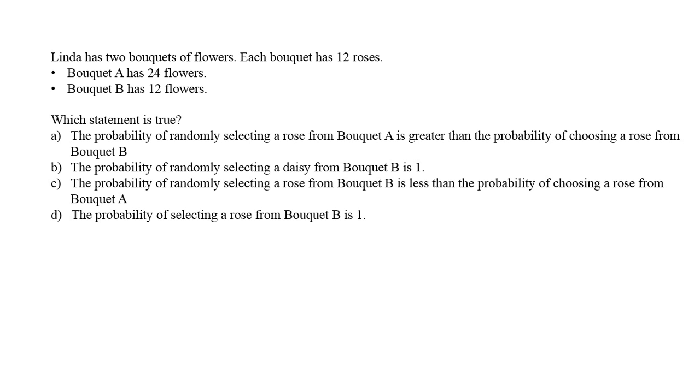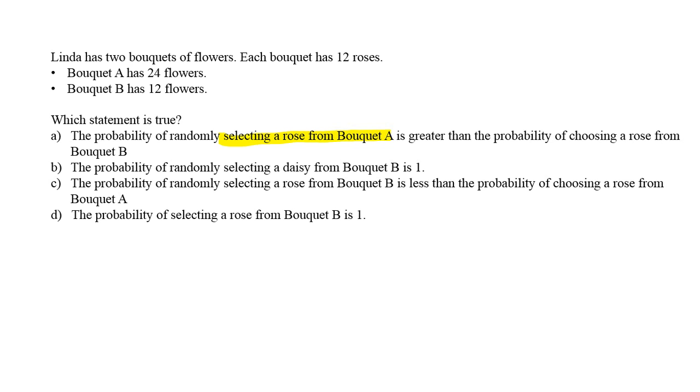The probability of randomly selecting a rose from bouquet A is greater than the probability of choosing a rose from bouquet B. Okay, remember from my last video that we're talking about an event, and our first event that we need to check here is selecting a rose from bouquet A. What is that probability? Let's start with that.